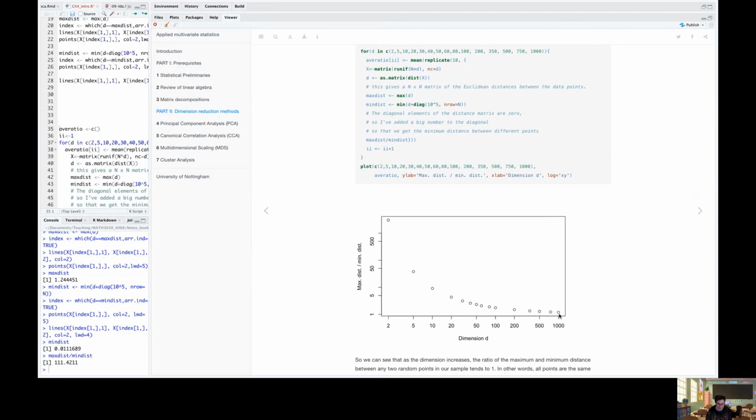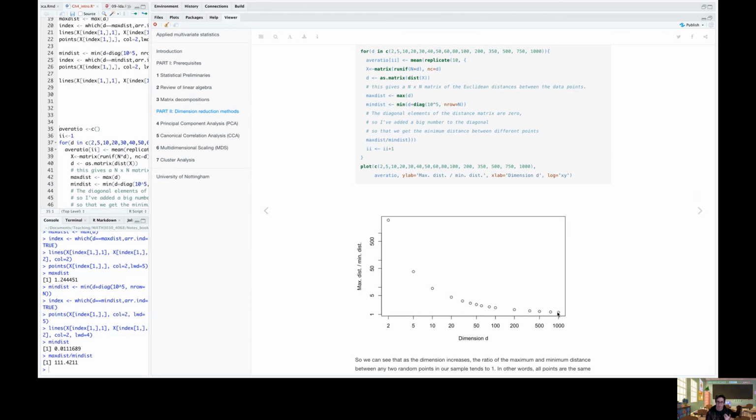So think about it for a minute. 1,000 points randomly distributed in a 1,000-dimensional space: on average, the maximum distance between any 2 points is about the same as the minimum distance between any 2 points. So in other words, all the points are the same distance apart.